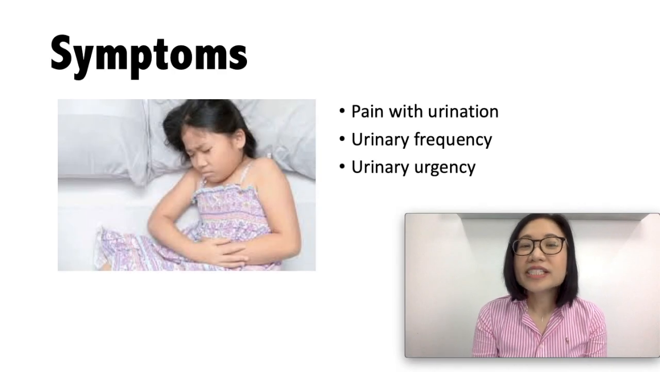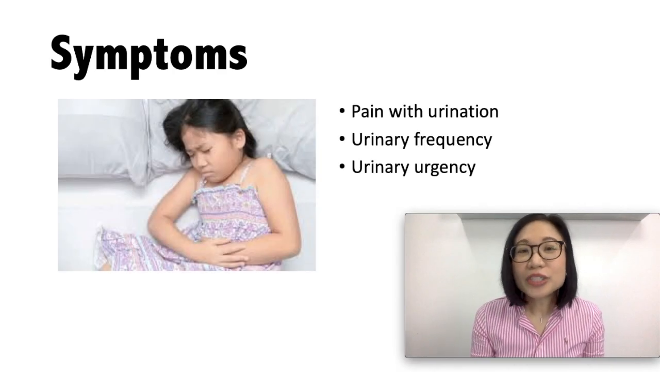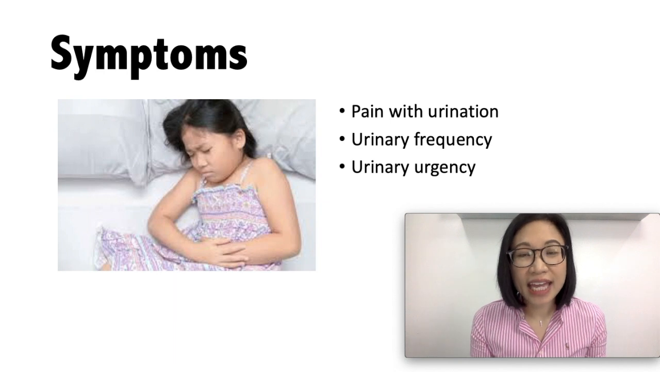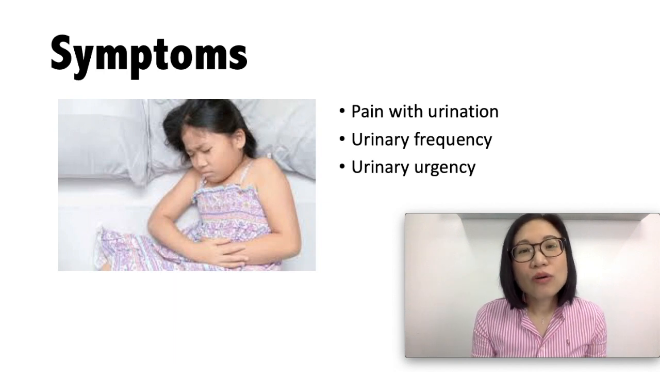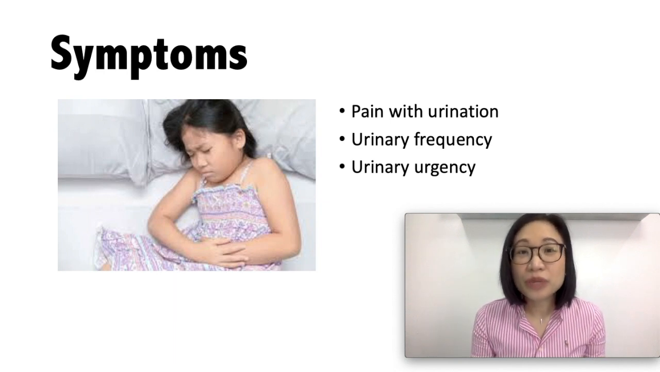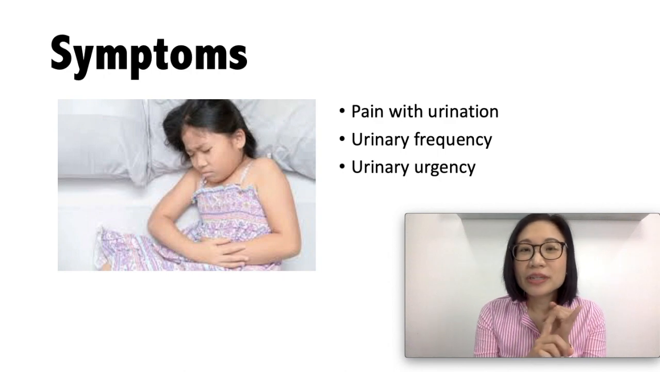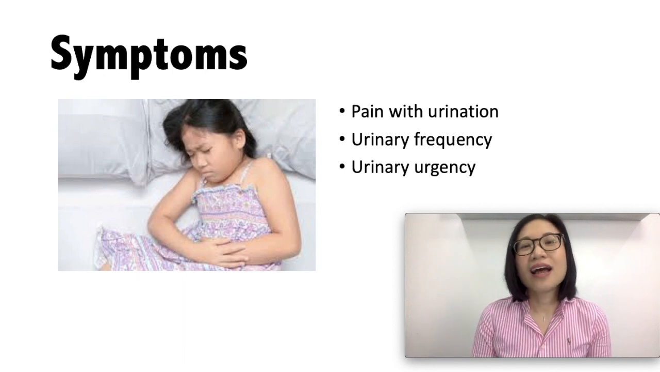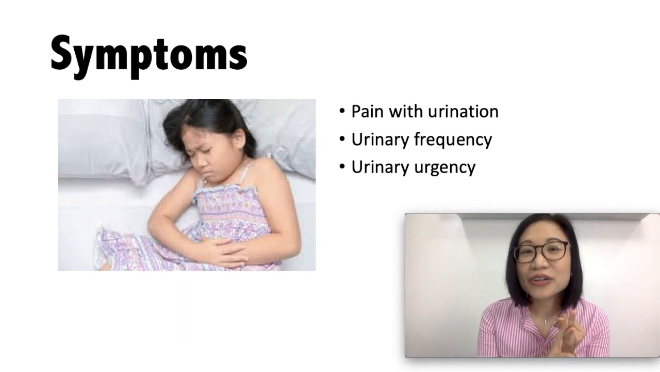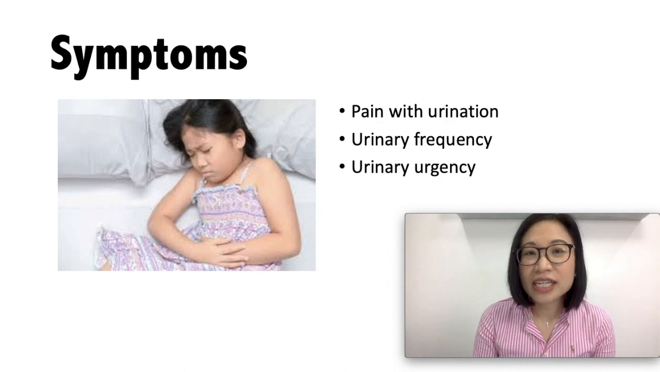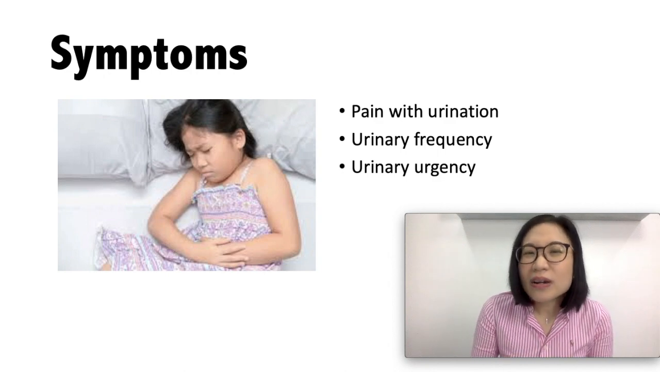So, what are the symptoms that should alert you that your child might be having a UTI? Take note, I will focus on symptoms in children 2 years and older. First symptom, if there is dysuria or pain when peeing. Another symptom is urinary frequency or the need to pee more frequently. Another symptom, if there is urinary urgency or feeling a compelling urge to pee.